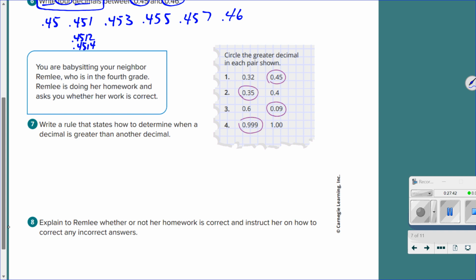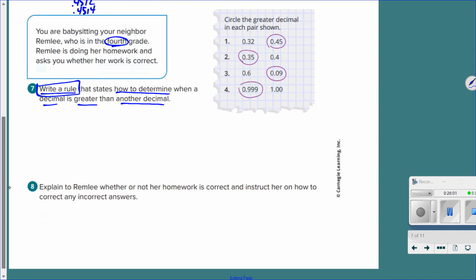We have a little extra time. Okay, you are babysitting your neighbor Emily, who is in the 4th grade. Emily is doing her homework and asks you whether her work is correct. Write a rule that states how to determine when a decimal is greater than another decimal. So we want you to write a rule. If you had a really good teacher last year, you probably know a rule for it. And then explain to Emily whether or not her homework is correct and instruct her on how to correct any incorrect answers. So, explain whether it's right, but more importantly, correct any incorrect answers.